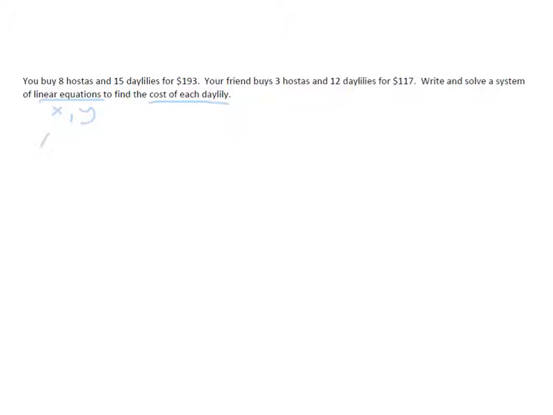So just because hostas came first, I'm going to call that x. Daylilies came second, so I'm going to call that y. So x is the cost of your hostas. y is going to be the cost of your daylilies. Sorry, my pen doesn't work that well writing like that.